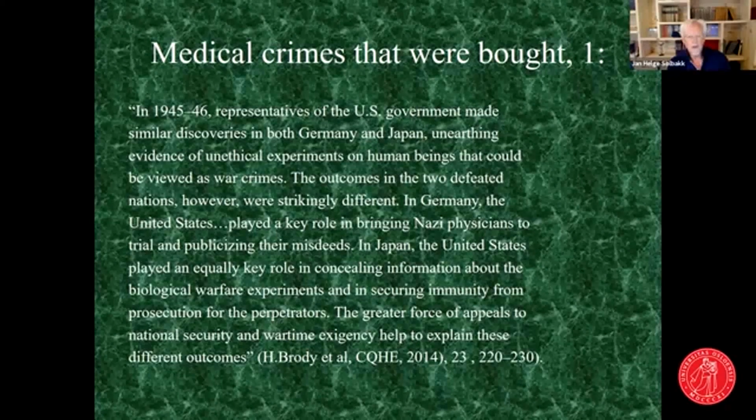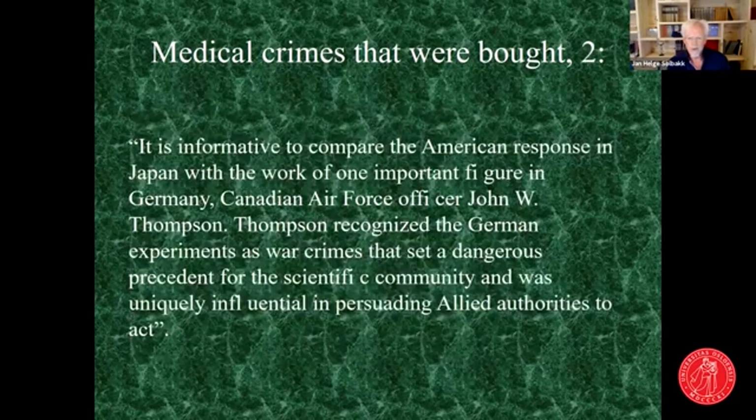In Germany, the United States played a key role in bringing Nazi physicians to trial and publicizing their misdeeds. In Japan, the United States played an equally key role in concealing information about the biological warfare experiments and in securing immunity from prosecution for the perpetrators. The greater force of appeals to national security and wartime exigency helped to explain these different outcomes. End of quote. And Brody and colleagues continue.